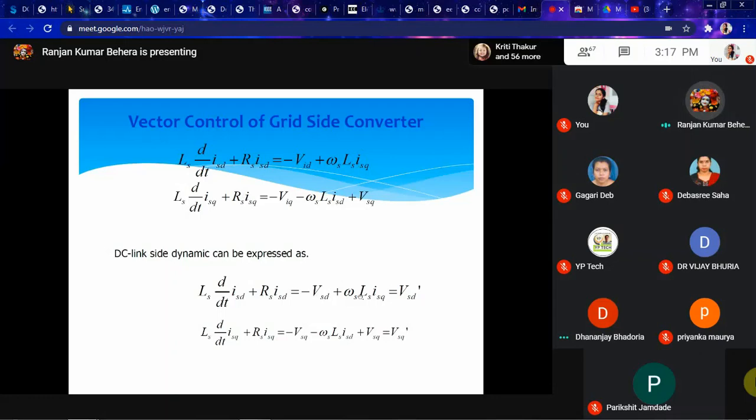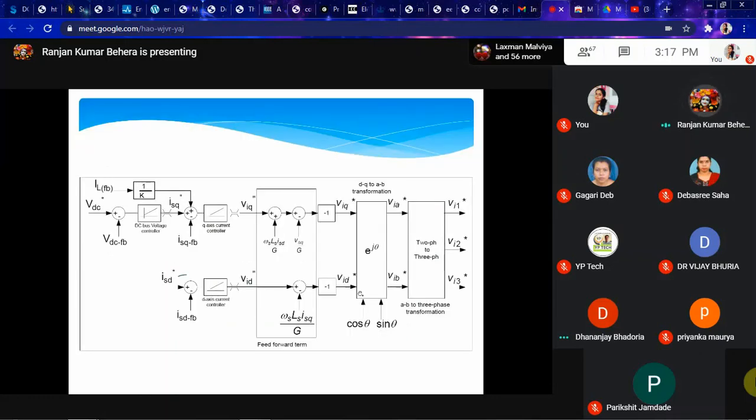These two equations, the coupled terms, can be taken out by the gain block in the controller block. So now you see here, I have a voltage DC bus.